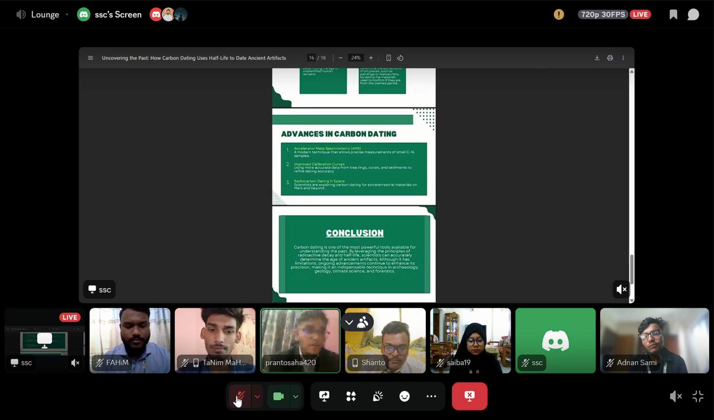And next, radiocarbon dating in space. Scientists are exploring carbon dating for extraterrestrial materials on Mars and beyond.